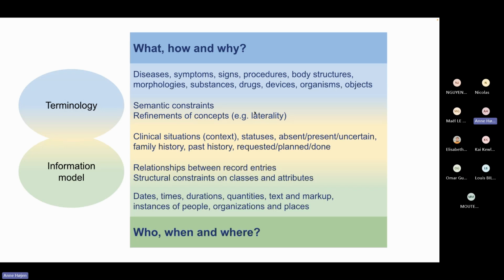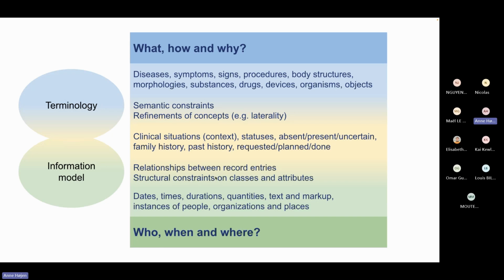I showed you the laterality example, that this type of body structure can have a left side and a right side, or a fracture can have these types of morphologies, and so forth. An information model is good at representing the date of this procedure, the time, the people involved, the places. It's very good at doing that.